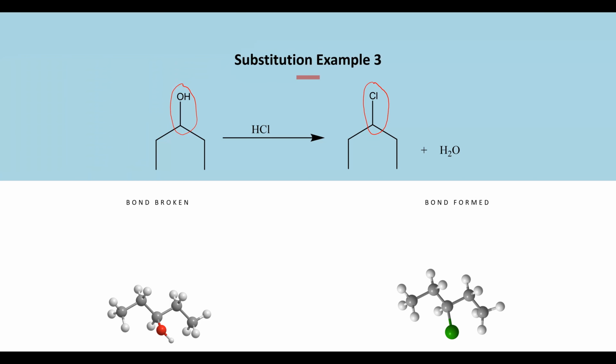So let's go ahead once again and number our carbon atoms. It doesn't matter which side we start from because this is a symmetric compound. So there's a line of symmetry going down the central carbon.